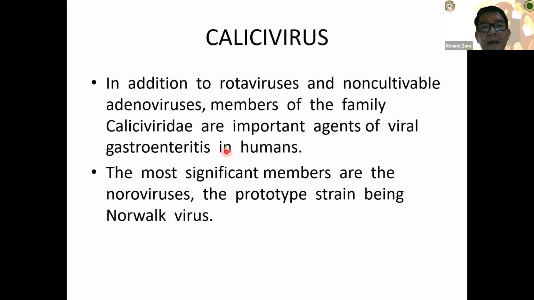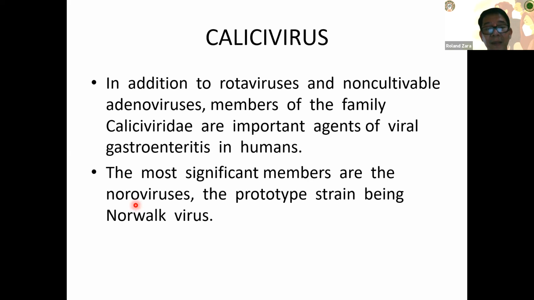Okay, in addition to rota and non-cultivatable adeno, members of the family Calici are important agents of viral gastroenteritis in humans. So it can cause gastroenteritis as well. This is the most significant member, the noro. So this is a very important virus, your noroviruses, because it also has a history of spreading in the Laguna area, where many daycare centers and infants have been infected.